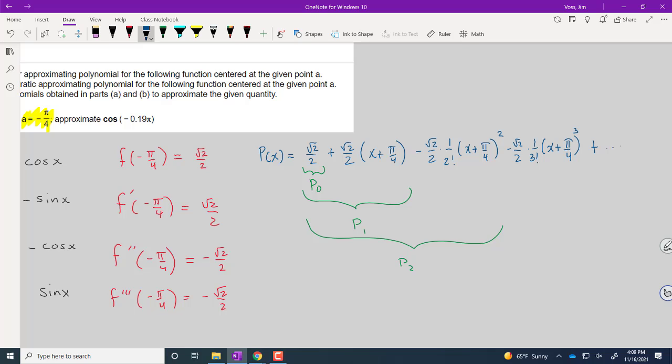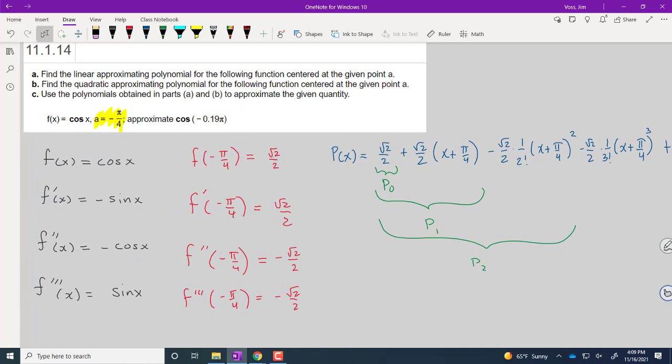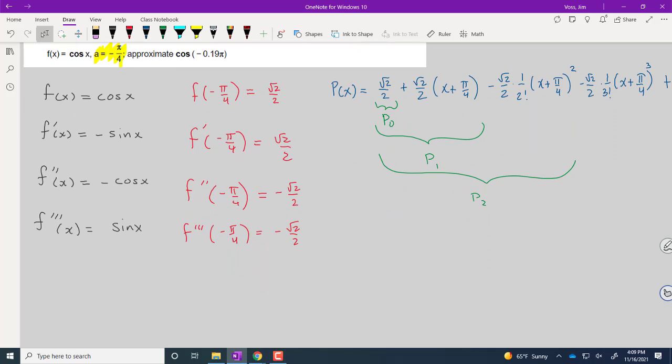We have the Taylor series. We have the full infinite polynomial. So P0, P1, P2, P3 would be out to there. Now they asked us to approximate, so let's just focus on this one, the quadratic approximation, at negative 0.19. So let's do that. Let's come over here. So P sub 2 of negative 0.19 pi.